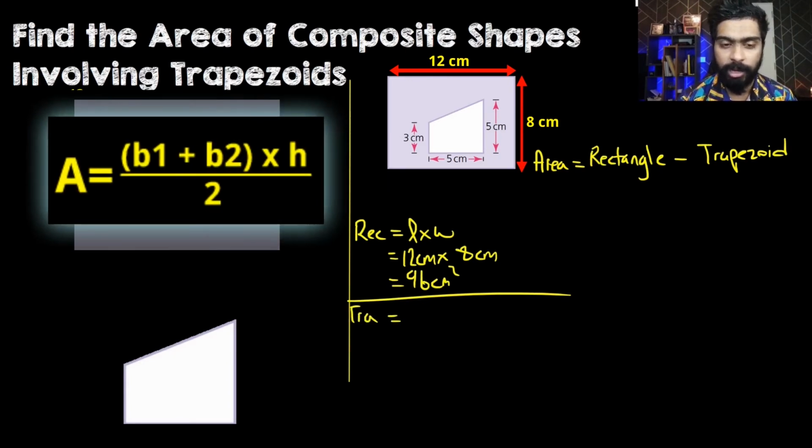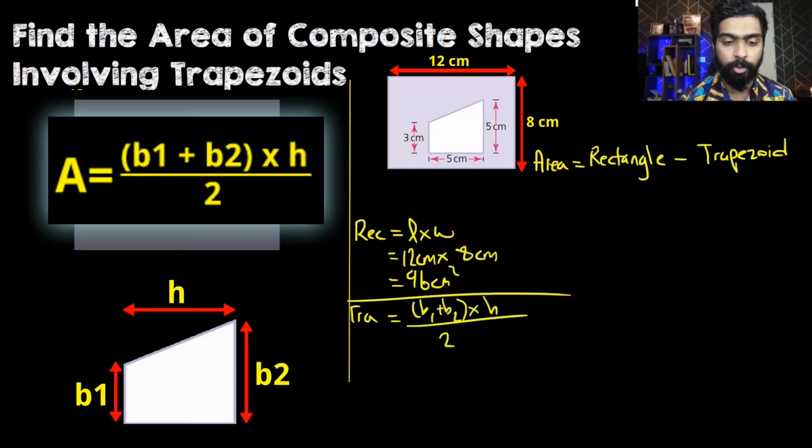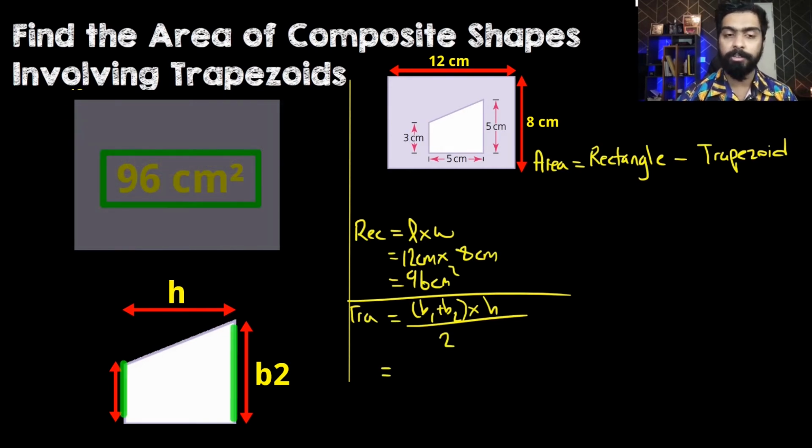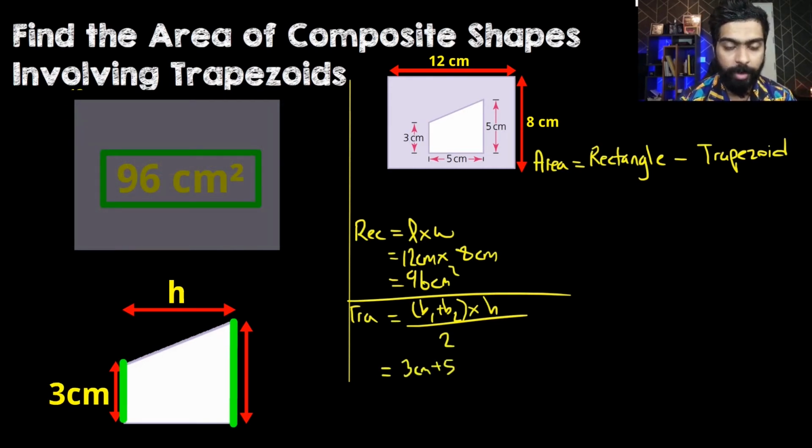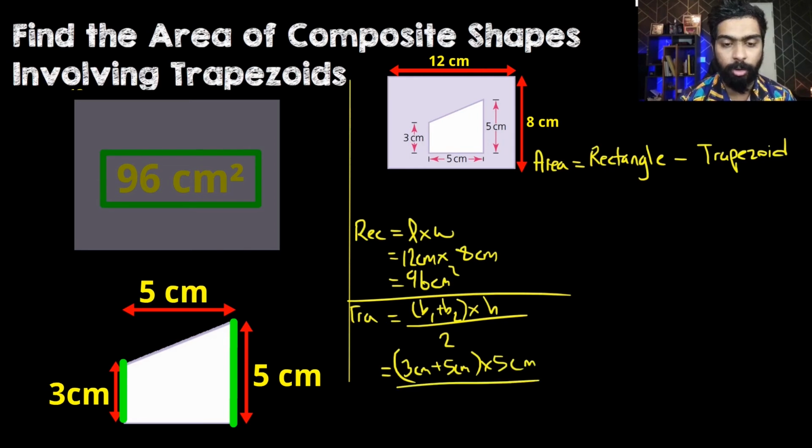Again guys, let's start with the formula. So b1 plus b2 multiplied by height over 2, right guys? And the parallel sides here are 3 centimeter plus 5 centimeter, right? Multiplied by the height, which is also 5 centimeter, over 2.